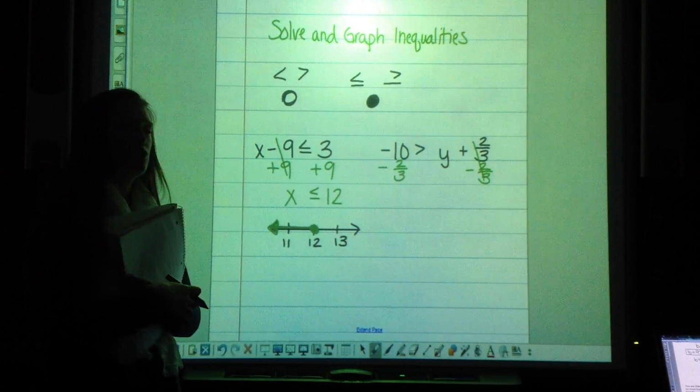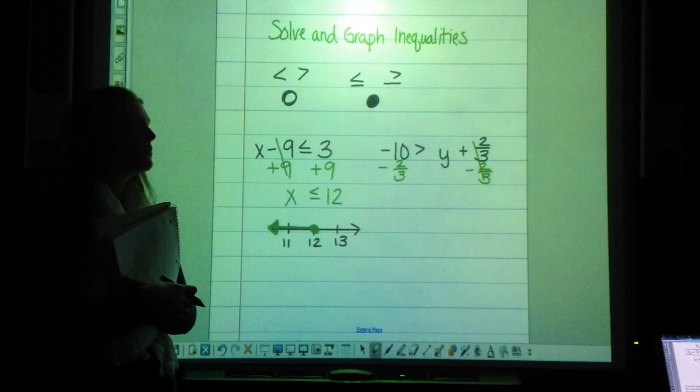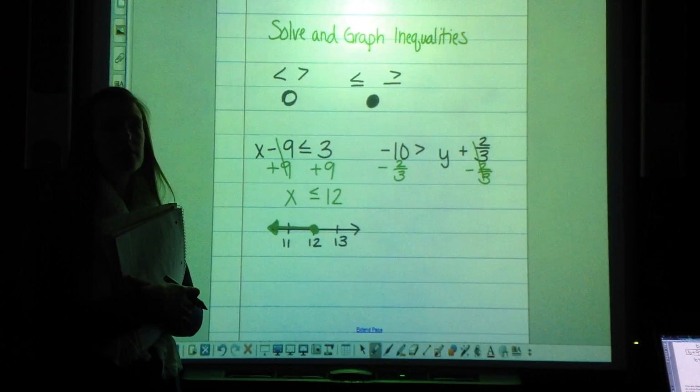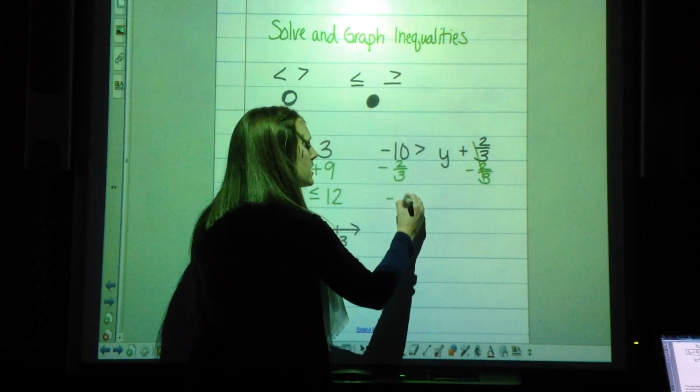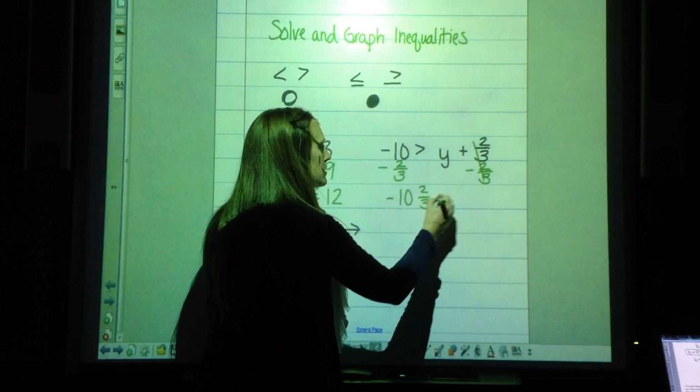Negative 10 minus 2/3. I have to use the rule of integers here. Same sign, sum; different sign, difference. Because we have the same sign, this is actually an addition problem. Negative 10 plus negative 2/3 is negative 10 and 2/3.